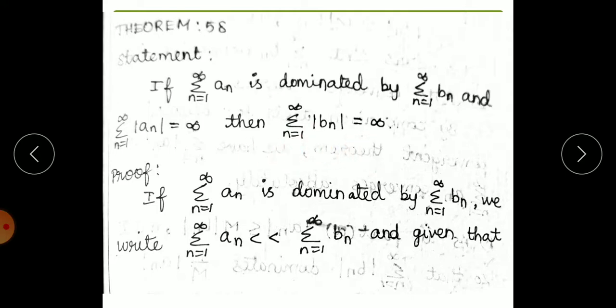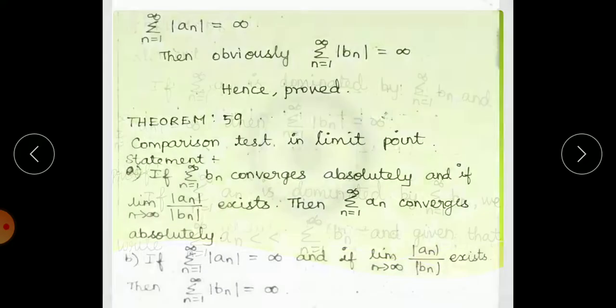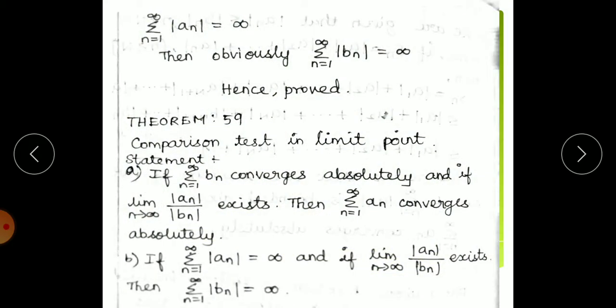Proof: if summation an is dominated by summation bn, we write this with the domination symbol, and given that summation modulus of an is less than infinity. As per the definition, if it is dominated, then it is absolutely convergent by the definition. In here you just write the definition, then only will you get 5 marks.